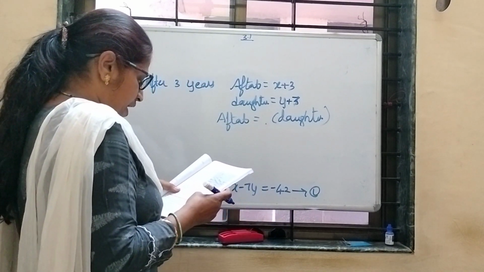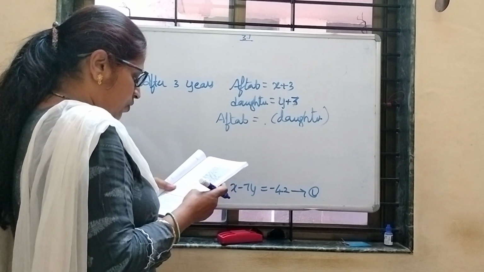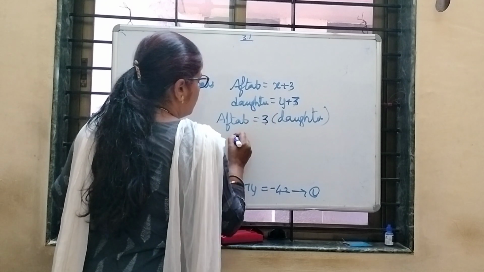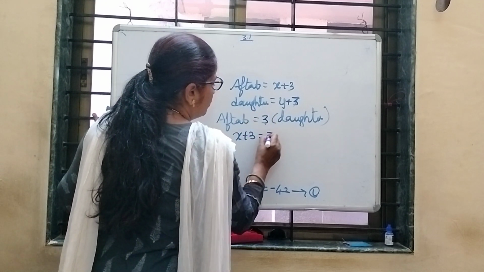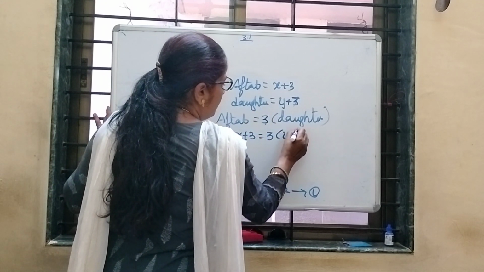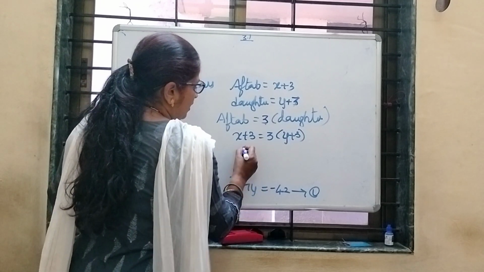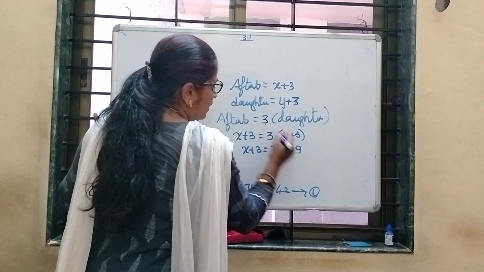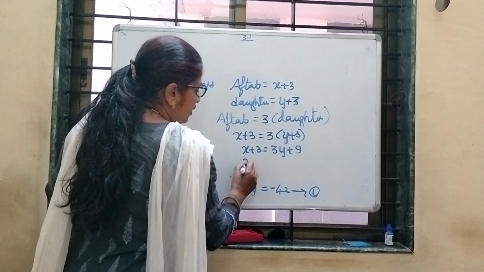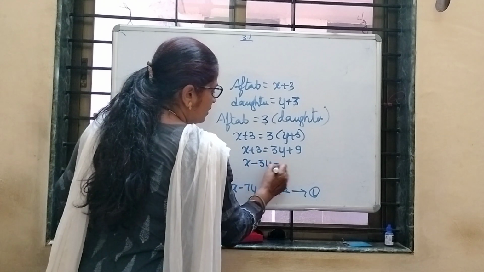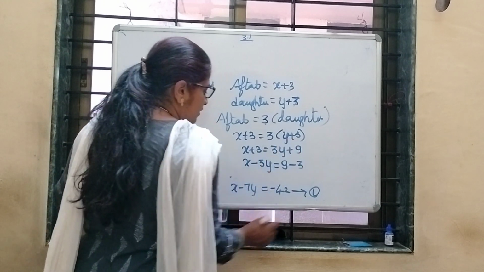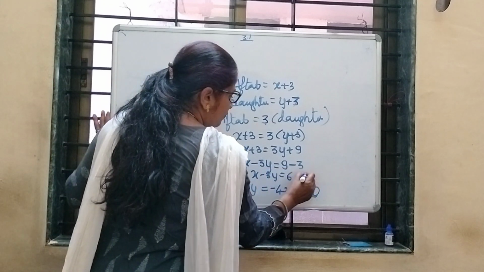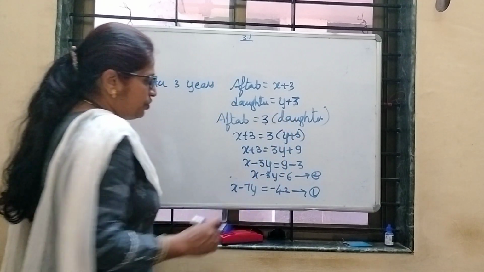after 3 years I shall be 3 times as old as you will be. Again it is 3 times. So x plus 3 is equal to 3 into y plus 3. So this becomes now x plus 3 is equal to 3y plus 9, 3 threes are 9. x minus 3y is equal to 9 minus 3. x minus 3y is equal to 6. This is your equation 2, students.